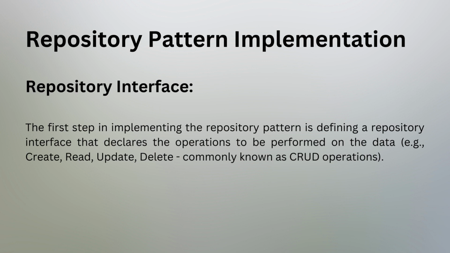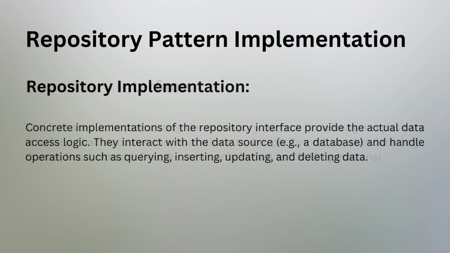Repository pattern implementation. Repository interface. The first step in implementing the repository pattern is defining a repository interface that declares the operations to be performed on the data, for example create, read, update, delete, commonly known as CRUD operations. Repository implementation. Concrete implementations of the repository interface provide the actual data access logic. They interact with the data source, for example a database, and handle operations such as querying, inserting, updating, and deleting data.